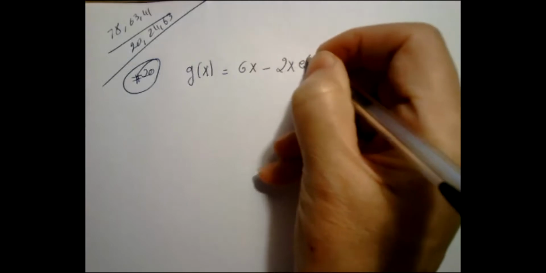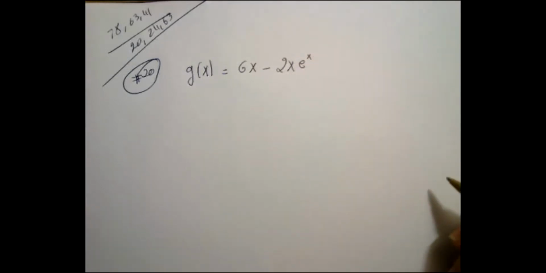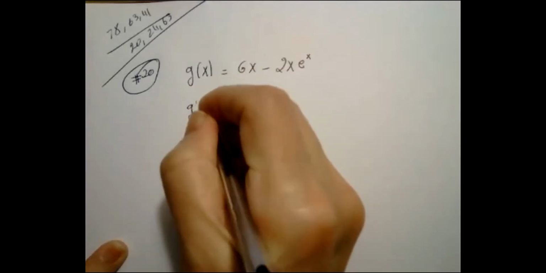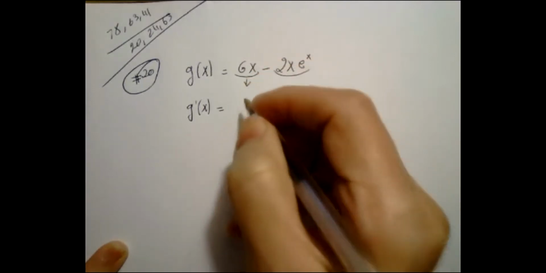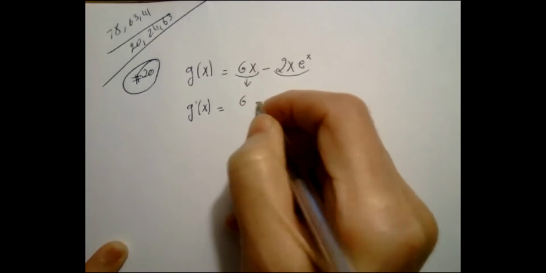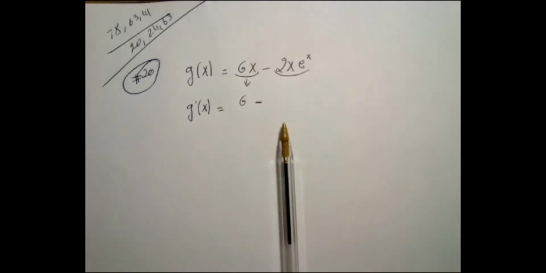Okay, so number 20 is g of x equals 6x minus 2x e^x. And the question is to find the derivative of this function. Okay, so now we're starting combining stuff. Some are product and some are sum and product. So we do them step by step. So this function and this one. Okay, the first one, derivative of 6x is 6 minus derivative of 2x e^x.